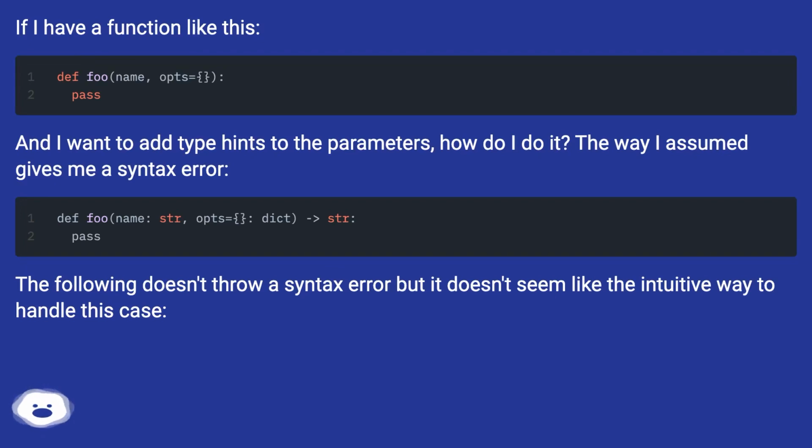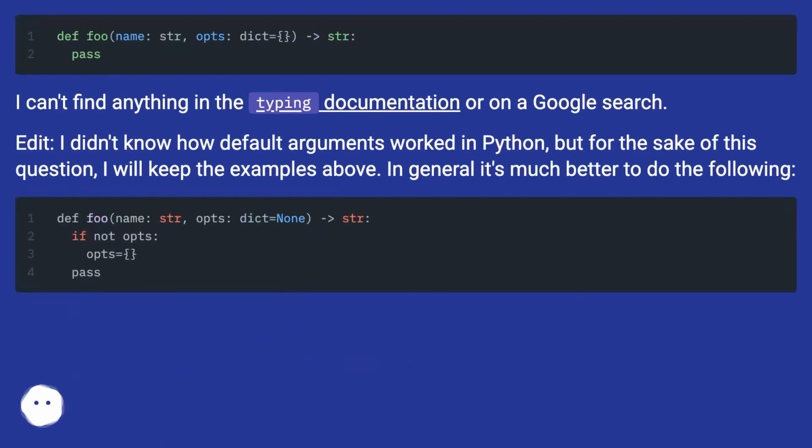The following doesn't throw a syntax error, but it doesn't seem like the intuitive way to handle this case. I can't find anything in the typing documentation or on a Google search. Edit: I didn't know how default arguments worked in Python, but for the sake of this question, I will keep the examples above. In general, it's much better to do the following.